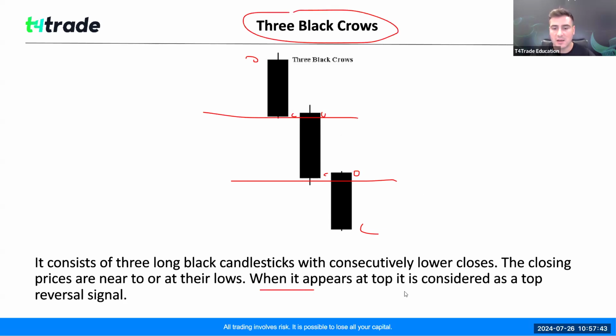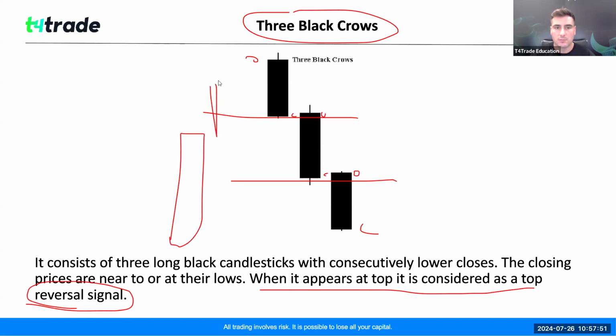If you see this at the top, this is a reversal signal, assuming that you have this at the market top. Call this a reversal signal or maybe just a temporary pullback. This ultimately depends upon what kind of candle is going to follow after this.